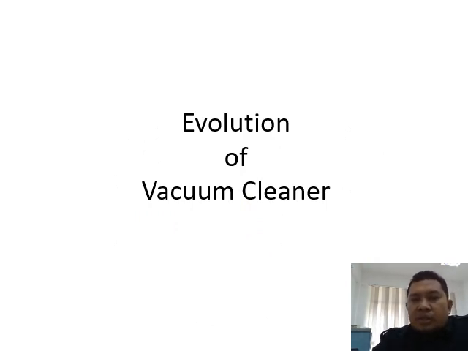Of course, another example in this chapter is the evolution of the vacuum cleaner. As I mentioned before, the previous vacuum cleaner was actually made from steel, and then you have pipes connecting to it, and you have to use your hand or your foot to suck out all the dust and so on.